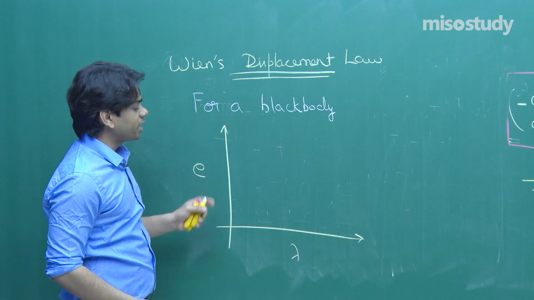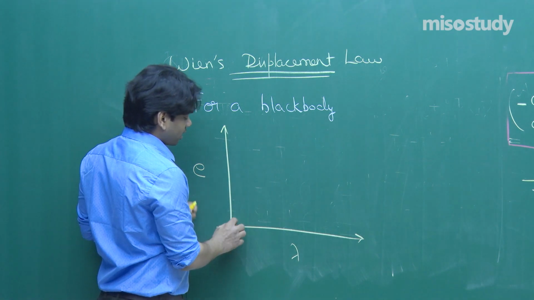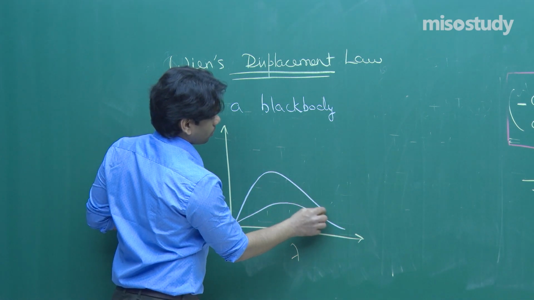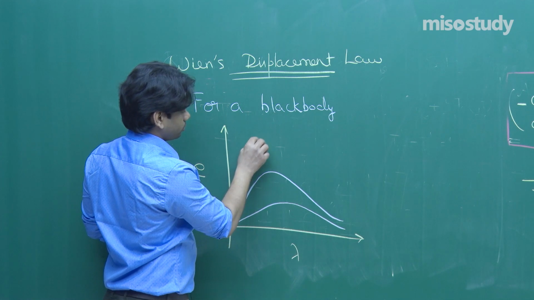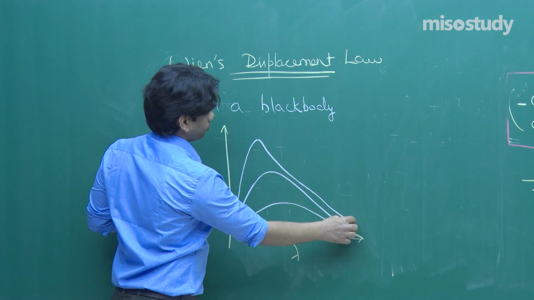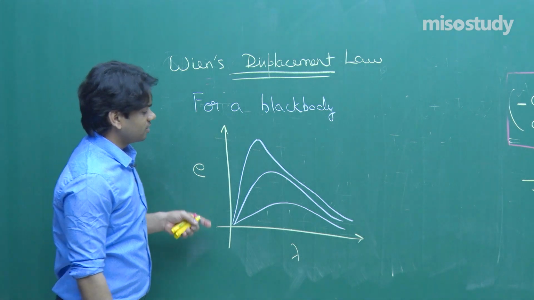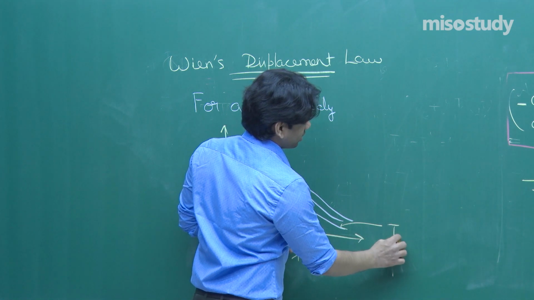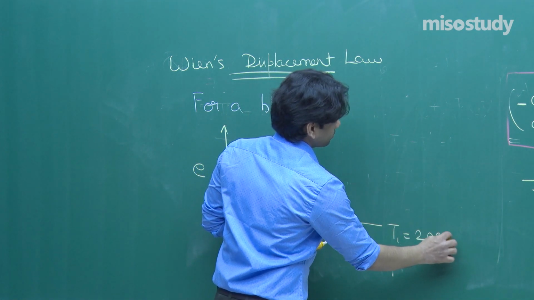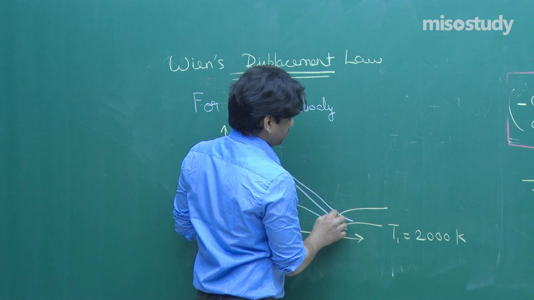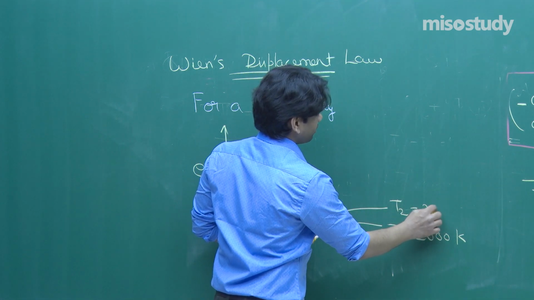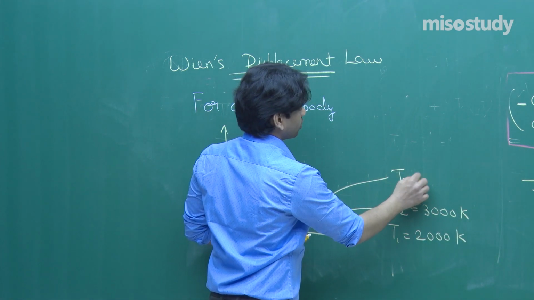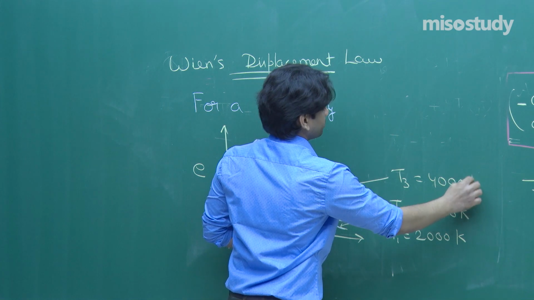and for a given rate of energy that has been radiated. Now for given temperatures, I will find that it will follow a different curve. This is what the graph looks like. This temperature, let's say it's T1, 2000 Kelvin. Let's say T2 we have 3000 Kelvin. T3 we have 4000 Kelvin.